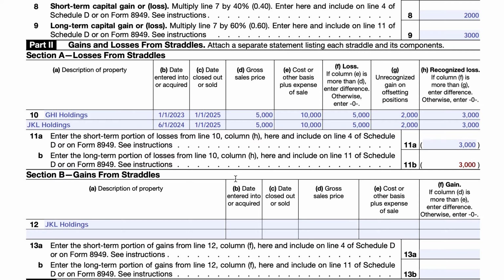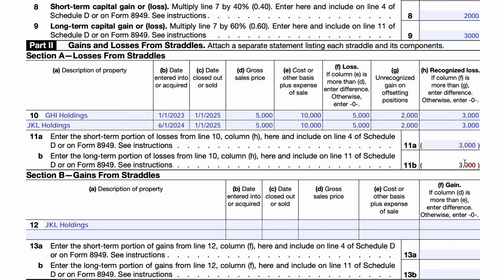Short-term goes on line 4 of Schedule D, or if you had to enter it on IRS Form 8949, that would go in Part 1 with box C checked. And then you would enter Form 6781, Part 2 on line 1. If you're entering this long-term figure, that goes in Part 2 with box F checked. Enter Form 6781, Part 2 on line 1.